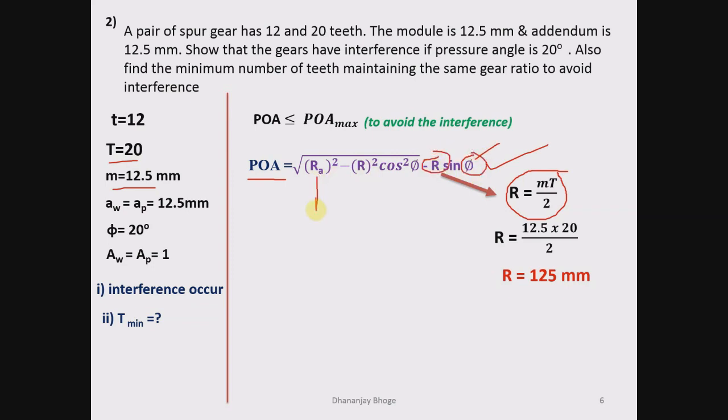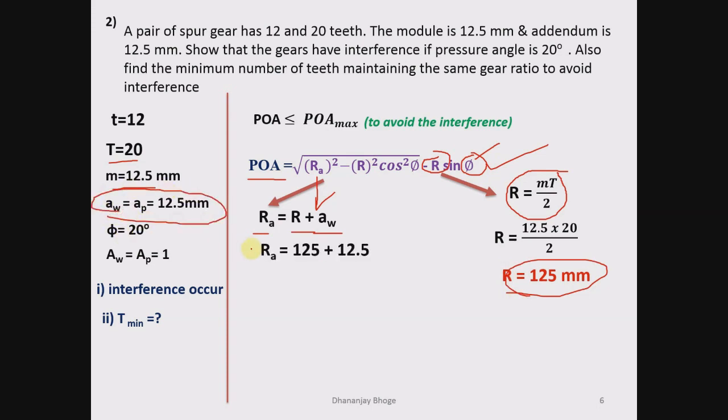आता काय काढायचं आहे? आर ए. कसं काढणार? अडेंडम सर्कल रेडियस इज पिच सर्कल रेडियस प्लस अडेंडम. पिच सर्कल रेडियस माहिती झाला 125. अडेंडम पण माहिती आहे 12.5. So find out RA. 125 plus 12.5. It is 137.5 millimeter. Correct? 137.5 millimeter. झालं, सगळं मिळालं.